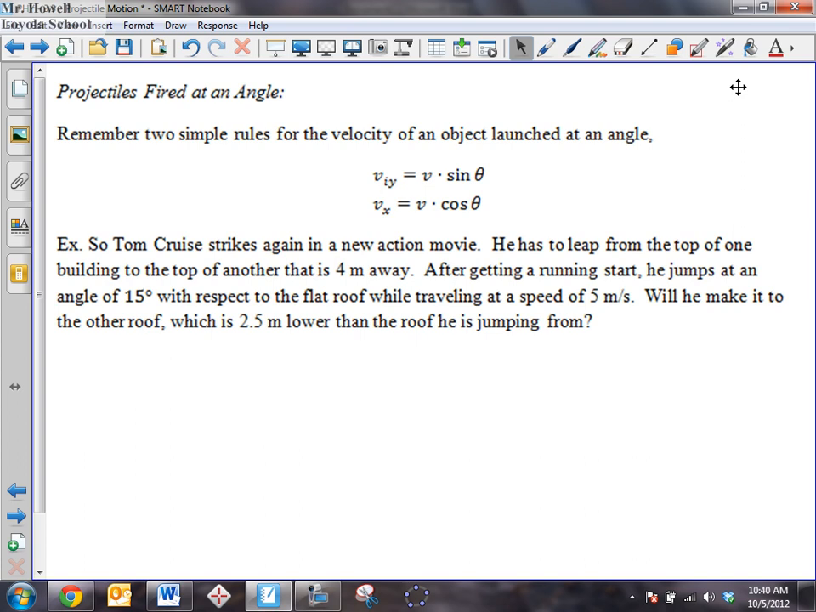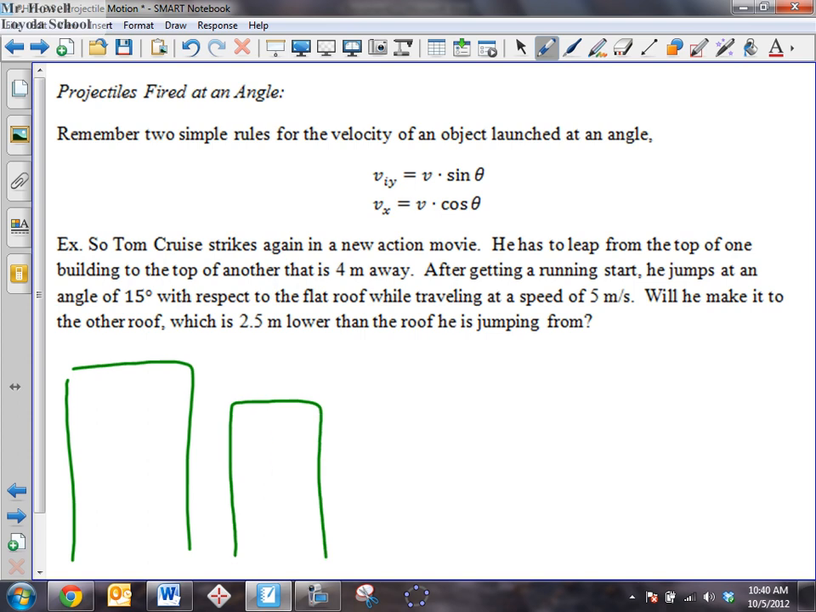So a diagram helps, right? Okay, so far? Okay. How far apart are these different buildings? 4 meters. So I'm going to draw 4 between them. How much lower is the one building than the other? 2.5. Yeah, 2.5. So let's draw a little segment here that says 2.5. When we put it in the y direction, what are we going to have it as? Negative 2.5. Negative. Remember that. Good. Thank you.